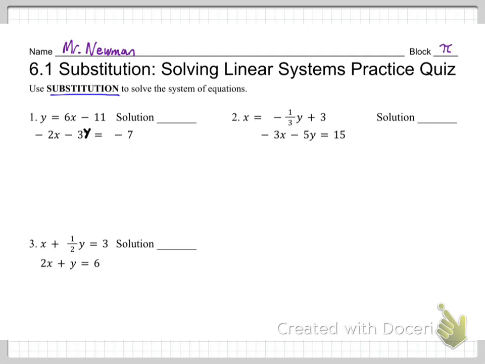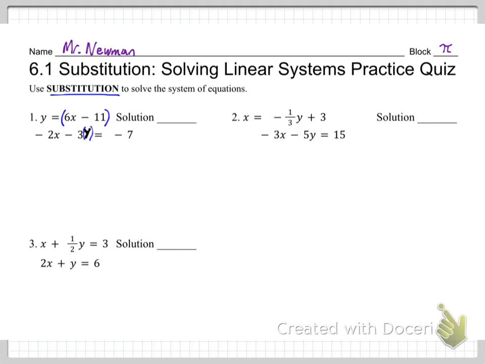First of all, we are going to use substitution for all three of those. Yes, you can solve these using elimination, but they're actually all set up to be much faster with substitution. And on each of these, you notice that with the exception of the third one, we already have a variable by itself. So for number 1, y is by itself.